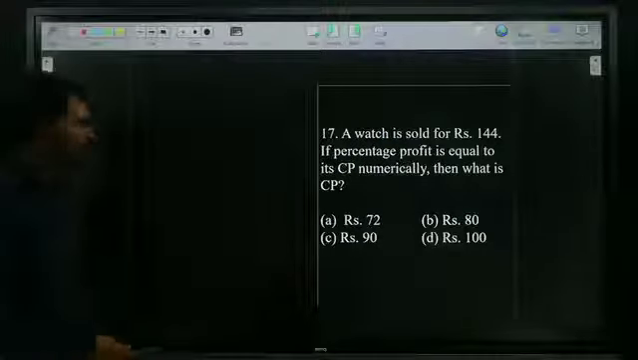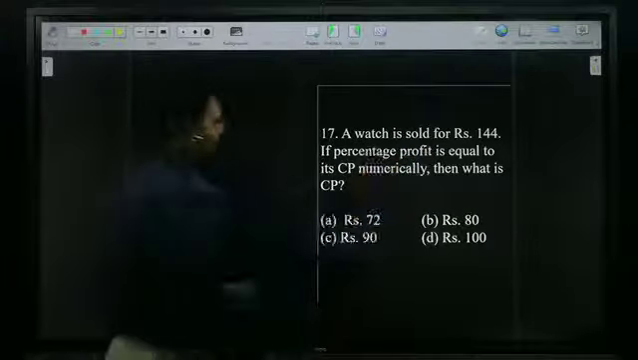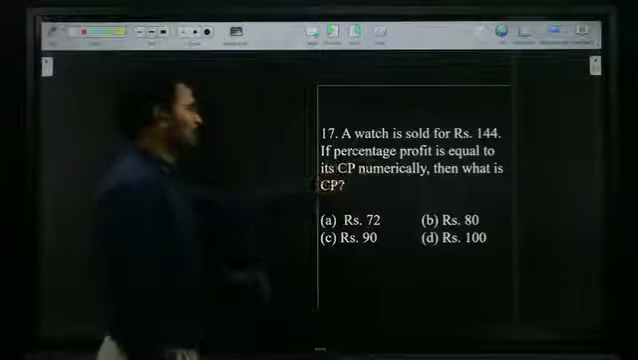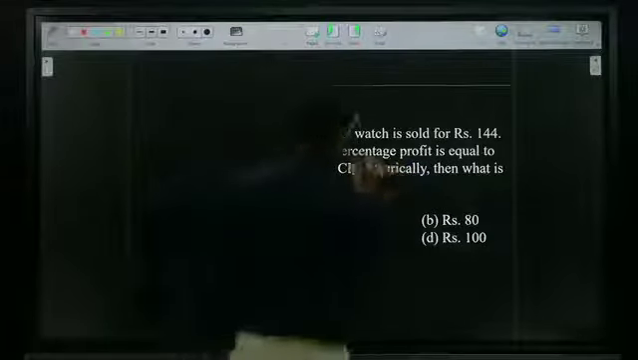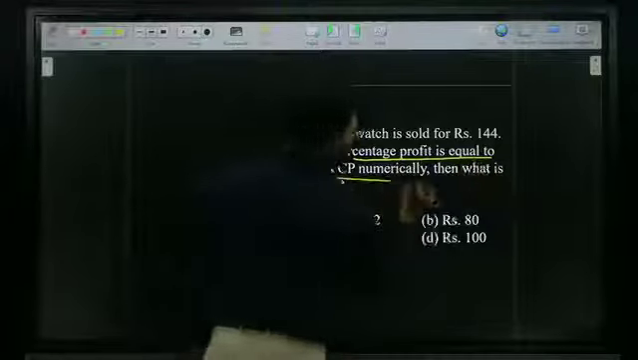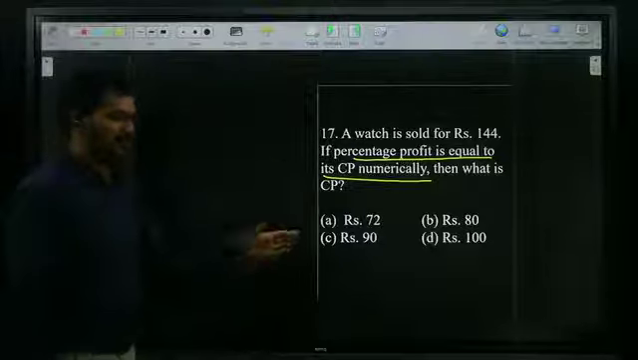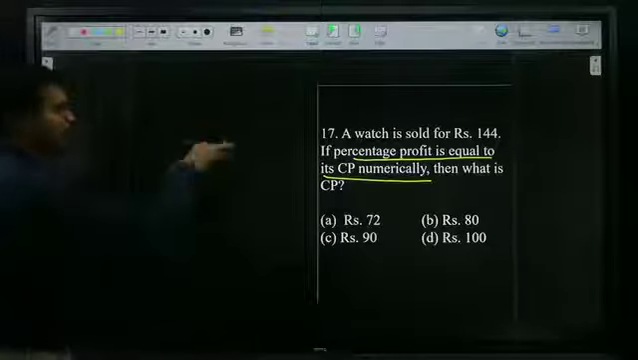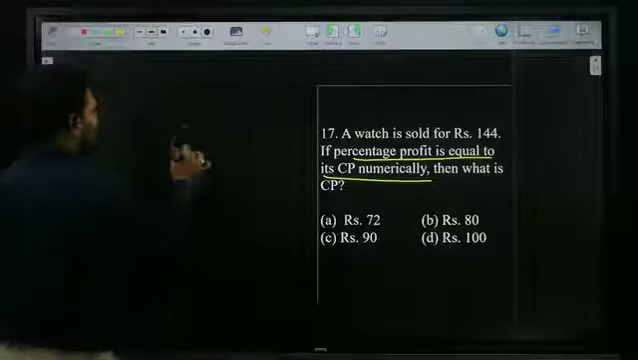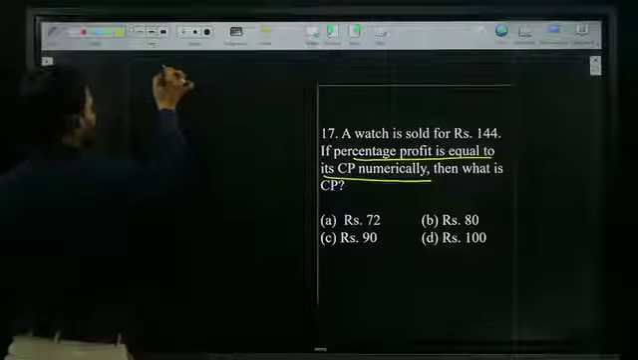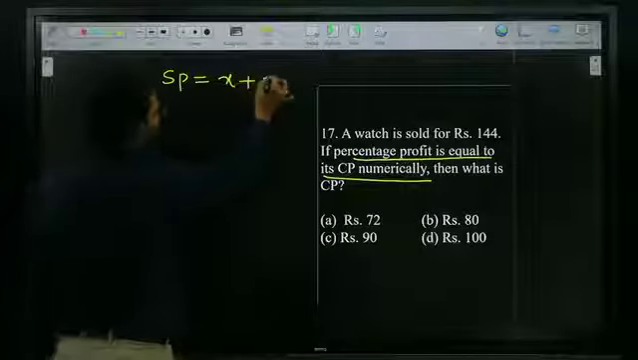Just listen to me here. You asked this one. A watch is sold for 144 rupees. If the percentage of profit is equal to CP numerically. You are asking this question numerically. For this question, look at me, then we go back again. Numerically same. I already told you, whenever it is numerically same, selling price is nothing but x plus x square by 100.